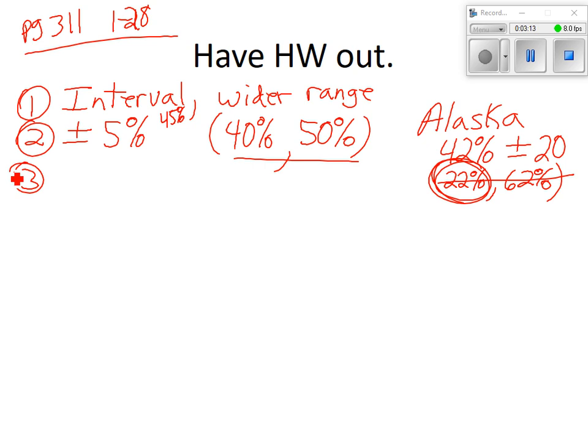Number 3, given the sample statistics, which level of confidence would produce the widest confidence interval? Explain. Which one's going to have the widest range? 99%, which was what? D? Is that right? Remember, the higher percentage you get, the wider you're making your interval.